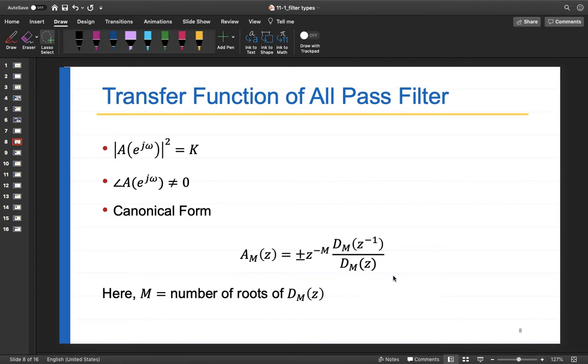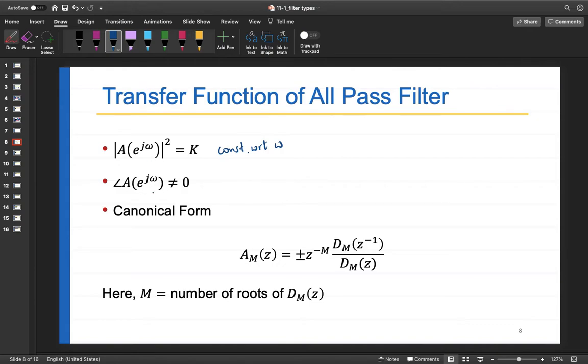Okay, so the basic definition of an all-pass filter is that the magnitude response is constant with respect to omega, right? So it does not depend on omega. All the frequencies are equally enhanced or attenuated. And ideally we'll put k equal to 1, so that it does not affect them at all.